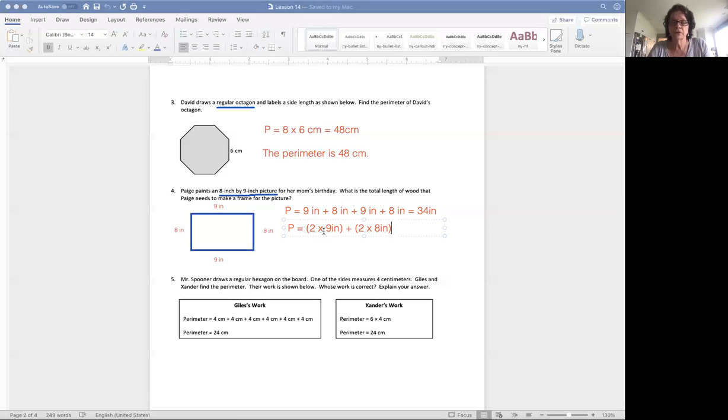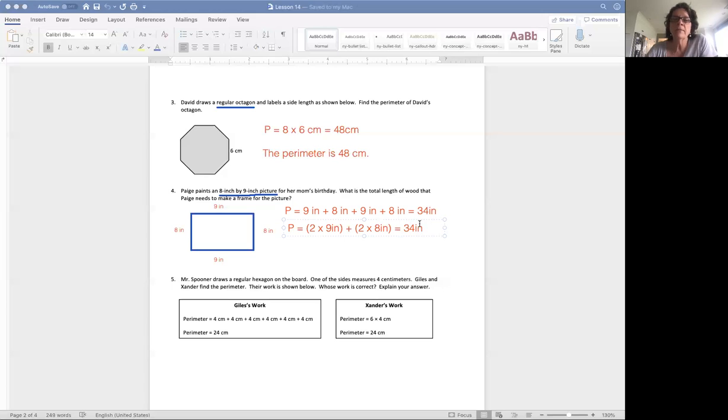And those parentheses show me how I'm going to multiply. So if I have 2 times 9, that is 18, and 2 times 8 inches is 16 inches. And so then I'm taking 18 and 16 inches. And if you do your algorithm on the side of your page, you will also get 34 inches.